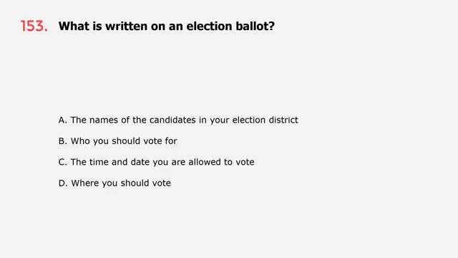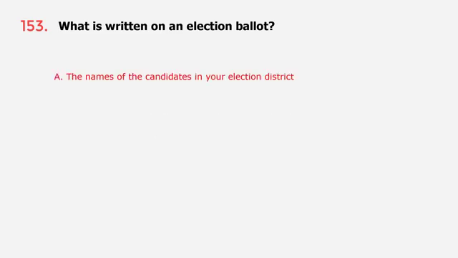Question 153. What is written on an election ballot? A. The names of the candidates in your election district. B. Who you should vote for. C. The time and date you are allowed to vote. D. Where you should vote. The answer is A. The names of the candidates in your election district.